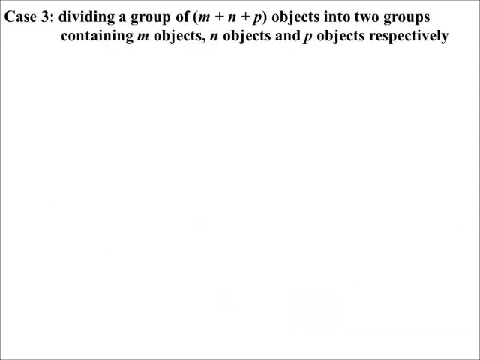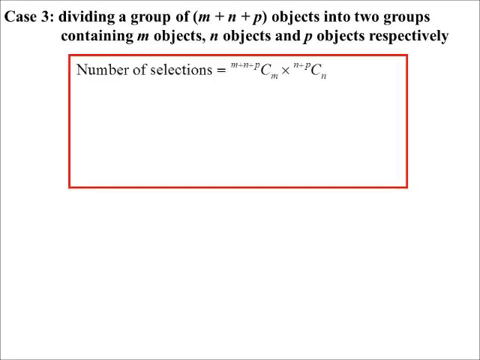What happens now, we're going to divide it into 3 groups. So we've got m plus n plus p objects, but we're going to divide into 3 groups, with m, n and p objects. Well, first of all, I'll just choose the group that has m objects. So I'll go m plus n plus p C m. Now that'll leave me with n plus p objects. So from those objects, I will now choose n of them for the second group. And then I'll be left with p objects that will naturally become the third group.